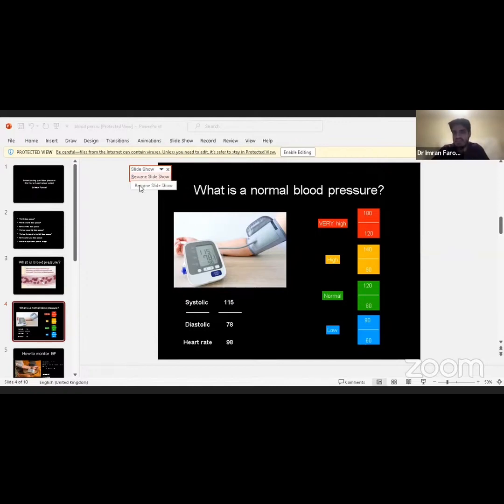But those red numbers at the top are also quite important to be aware of. If it gets above 180 over 120, we'll be worried, and that's when really on that same day you need to talk to a doctor or 111.